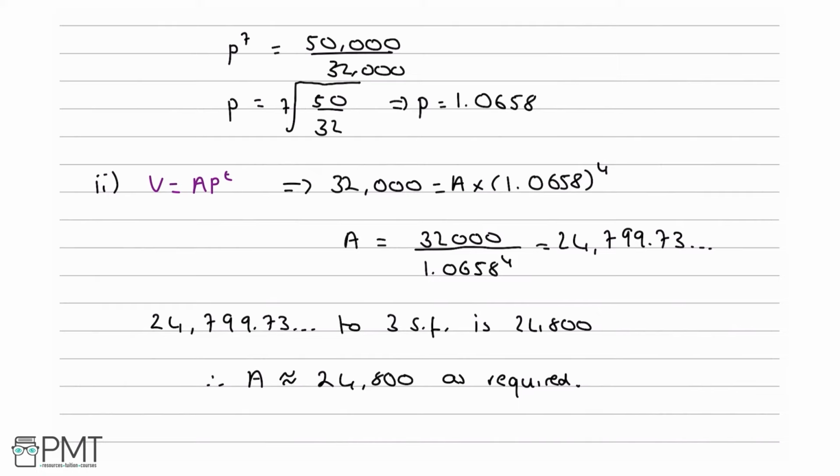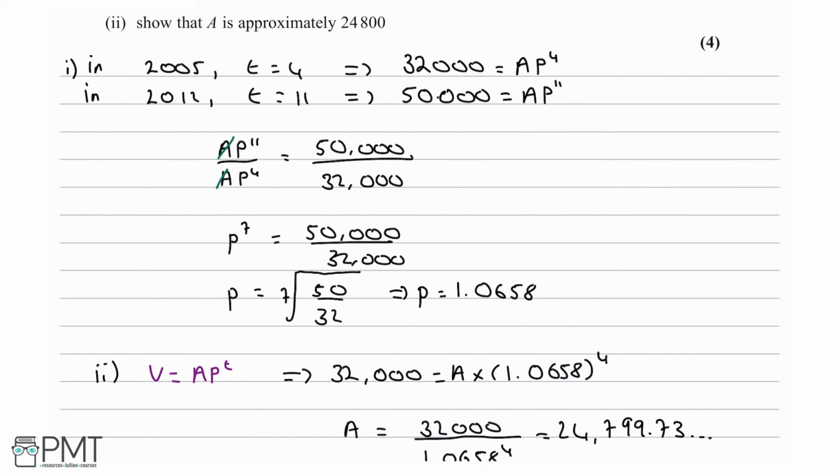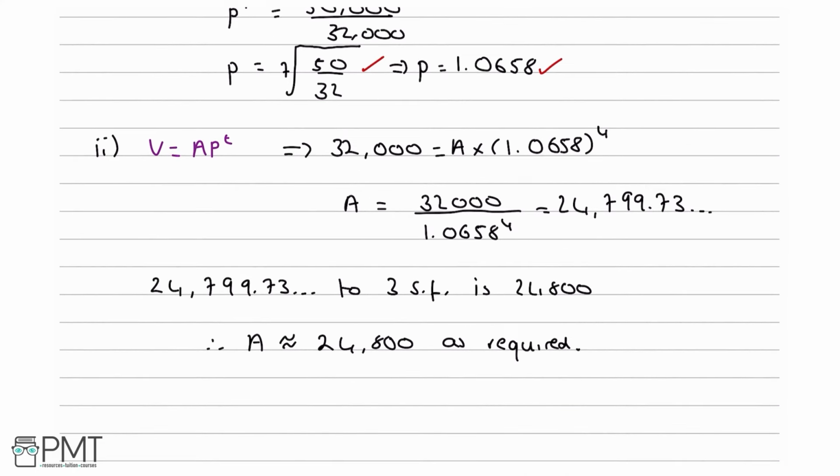This question is worth 4 marks. You get 2 marks for part I, and the 2 marks come from first coming up with a suitable method to solve for P. So all the work above would be sufficient evidence to get you your first mark. Your second mark comes from getting the correct answer to P. And then part II is also worth 2 marks. Your first mark comes from rearranging A out of the equation to get something along the lines of this. This line here is sufficient evidence for your first mark of that part, and then getting 24,800 as needed gets you your second mark.